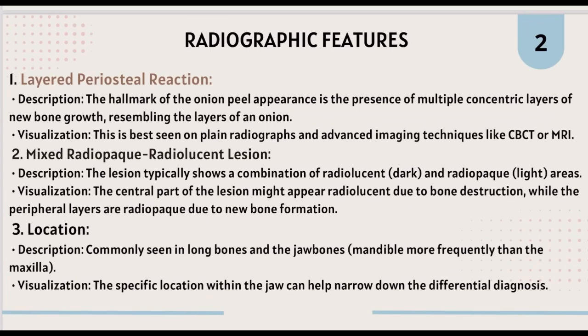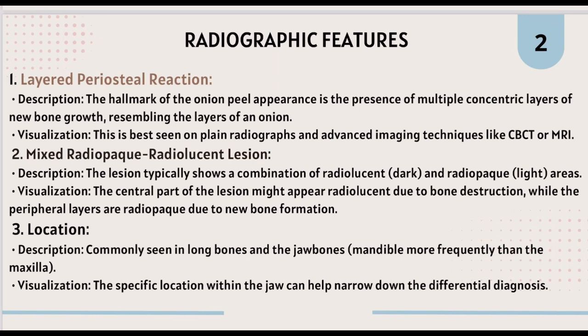In mixed radiopaque radiolucent lesions, you can see that there is a radiolucent part and a radiopaque part, which are dark and light areas. It is also best seen in radiographs, and the radiopaque region is due to new bone formation, and the central part of the lesion is radiolucent due to bone destruction. Location: it is commonly seen in long bones like the femur and tibia, and in the jaw bones it is more frequent in the mandible than the maxilla.